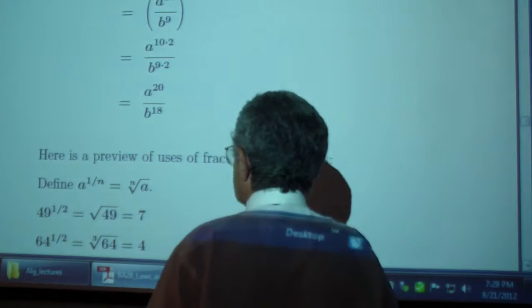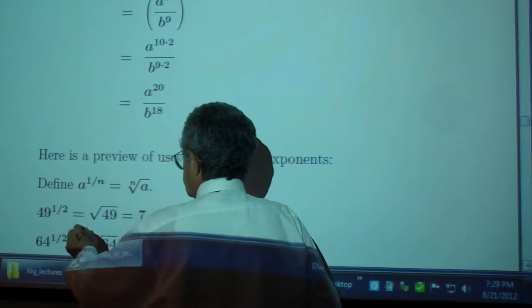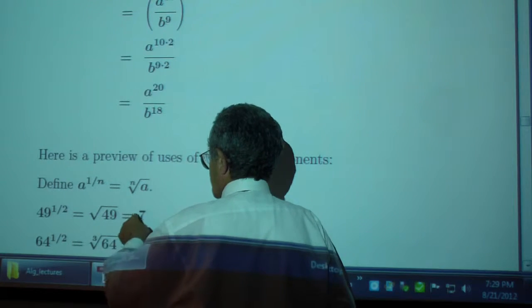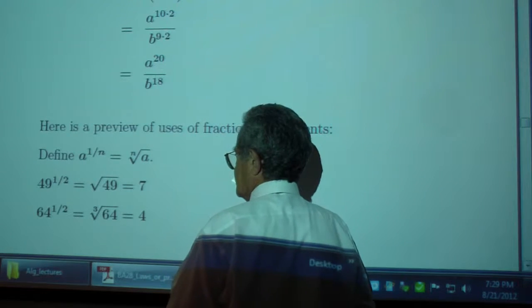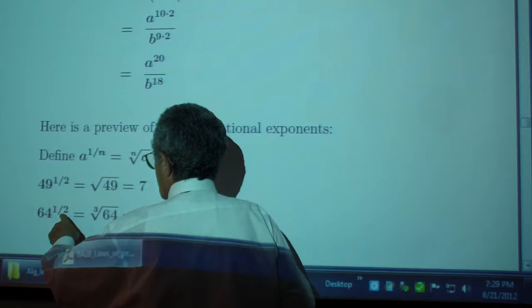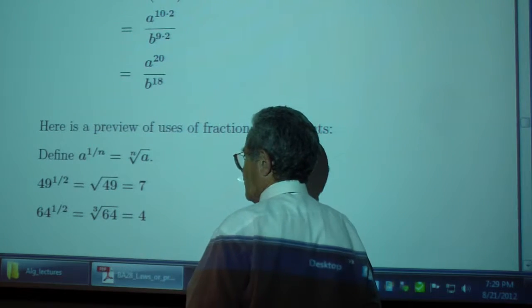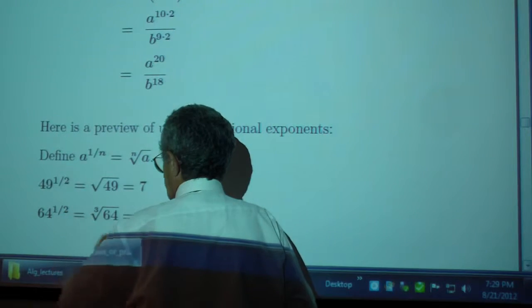A to the power 1 over n is the nth root of A. 49 to the 1/2 is the square root of 49, which is 7. Ooh, there's a misprint here. A to the 1/3, not 1/2, gives you the cube root of 64, which is 4. So this is 1/3, not 1/2.